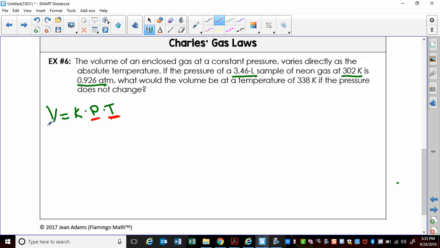So what I'm going to do is solve for K, because this is what we're going to try to find first. So in order to solve for K, I'm going to divide the right-hand side by P and T. I'm going to divide the left-hand side also by P and T, pressure times temperature. So that means my K equals my volume over pressure times temperature. My K, my constant, I don't know, but my volume is 3.46 liters.